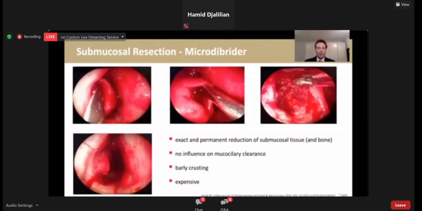More invasive resection of the submucosal tissue can be done with a microdebrider. You see here a vertical incision in the head of the inferior turbinate. Then you lift up the submucosal tissue from the bone, and you can use the microdebrider to gently reduce the swelling tissue, and afterwards you just push the mucosa back to the bone and you have a widening of the inferior meatus. Because the mucosa stays intact, there is barely any crusting.